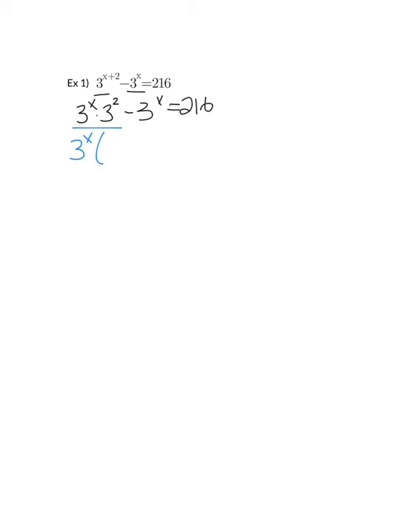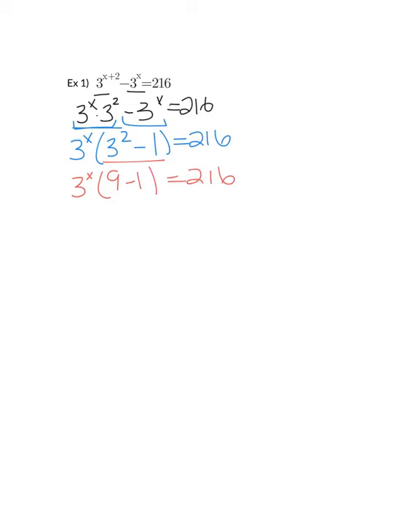So when I do that, from this first term, I am just left with 3 squared, and from the second term, I'm left with a minus 1. I know 3 squared minus 1, so I'm going to do 9 minus 1. 3 squared is 9, and then 9 minus 1 is 8.